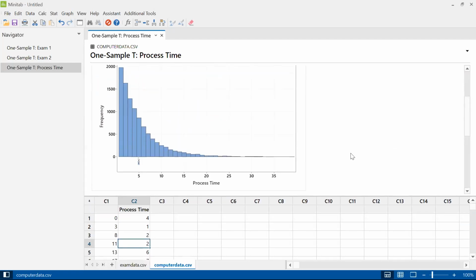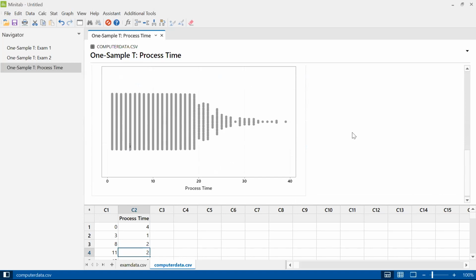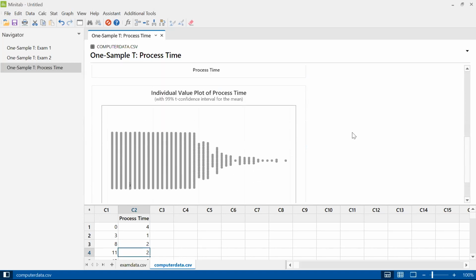Here's our histogram. Okay, so it's just like a nice decaying exponential thing. So maybe this process time is determined by an exponential distribution. Looks like an exponential graph, so perhaps it's an exponential distribution. I suppose that maybe that makes sense if we knew what kind of experiment they were running, that it would be an exponential. And here's our individual value plot.